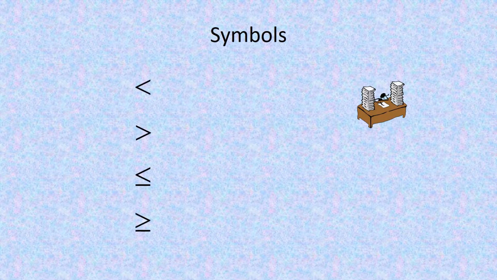Now, symbols. Remember, we have our 4 symbols, and you guys are going to be writing a foldable, so you should have that paper available to you. If not, take a piece of paper, fold it in half and then into fourths, and on the outside you're going to write greater than, less than, greater than or equal to, less than or equal to.